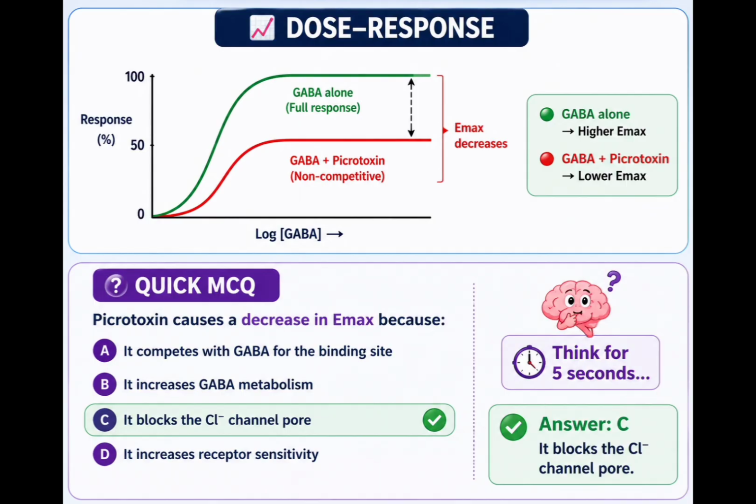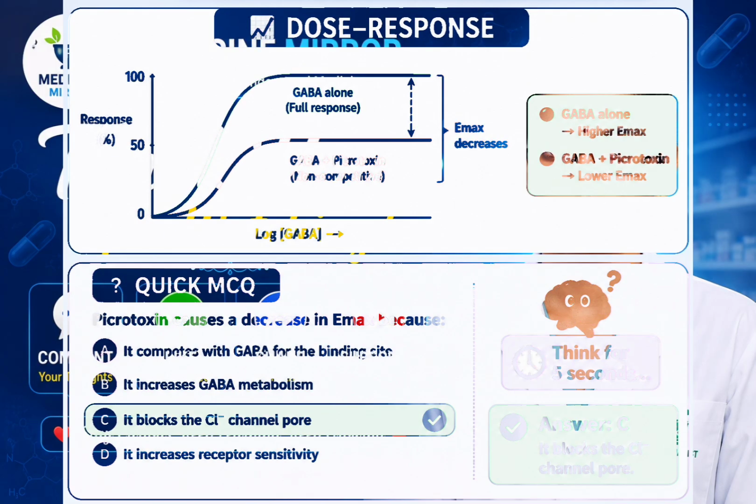And that's how picrotoxin demonstrates non-competitive antagonism. One-line exam takeaway. Picrotoxin gives GABA-A; channel pore blocker; increasing GABA cannot overcome the block; Emax decreases.